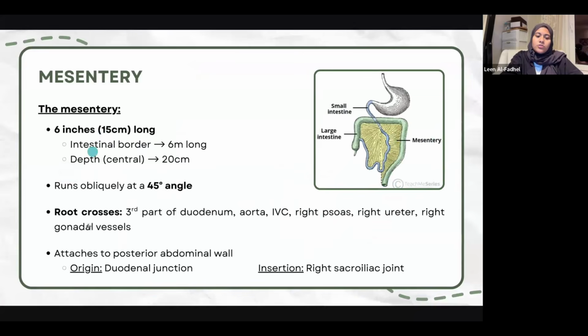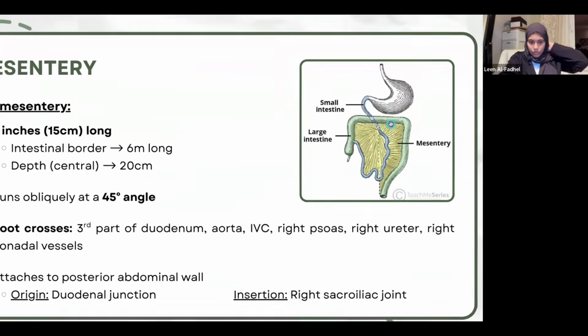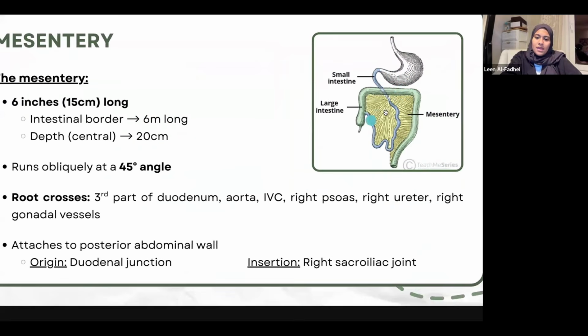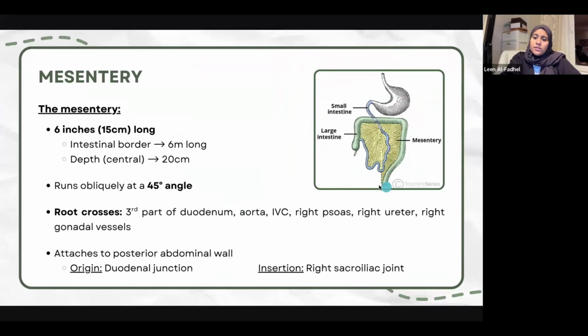And the mesentery is attached to the posterior abdominal wall. How? First, it originates from the duodenal junction, just from here. And where does it insert? It inserts all the way down to the right sacroiliac joint, the joint between the sacrum and the iliac crest, I believe. I forgot which one, but it's the right sacroiliac joint.